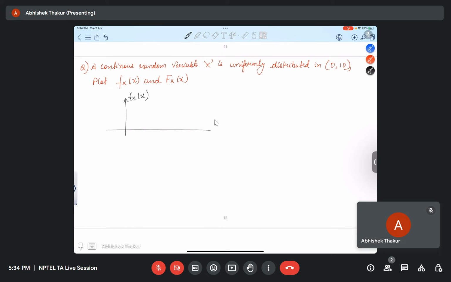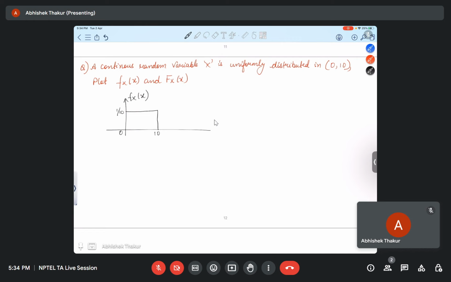So it is uniformly distributed in 0 to 10. If it is uniformly distributed in 0 to 10, it will be like this, because the area under the curve should be 1. So this will be 1 by 10, and this will be 0 and this will be 10.